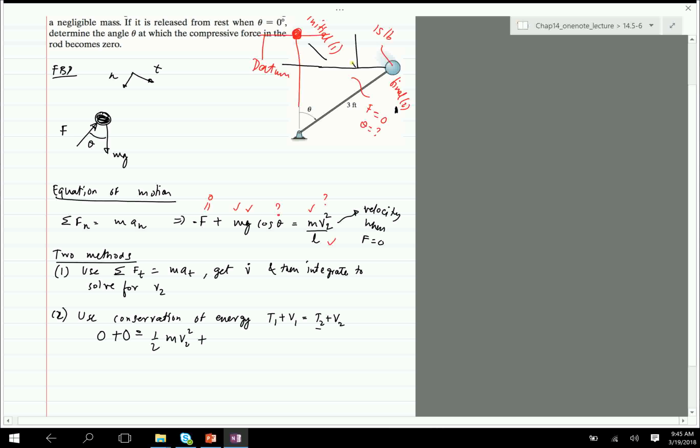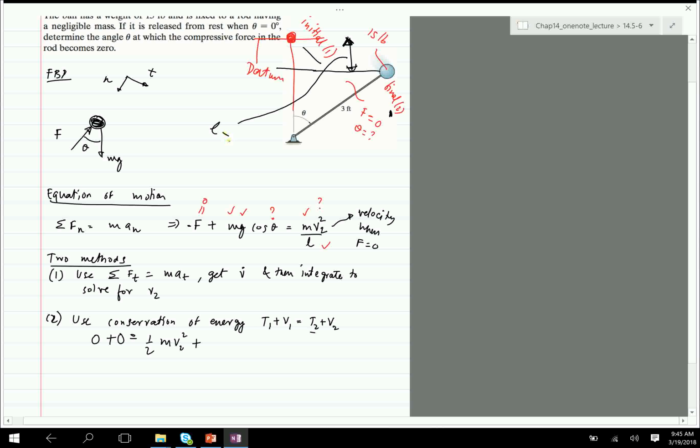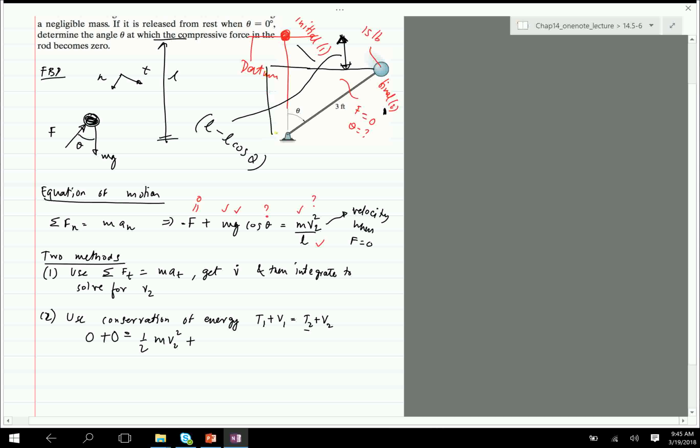So this is the drop in height. The drop in height is going to be L minus L cosine theta, right? This is L, and this distance is L cosine theta. So the difference is going to be L minus L cosine theta. So mg times L minus L cosine theta. What's the sign on that? It's negative because it's dropping down with respect to the datum.